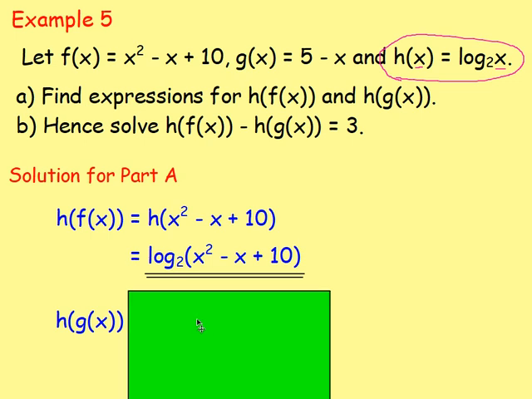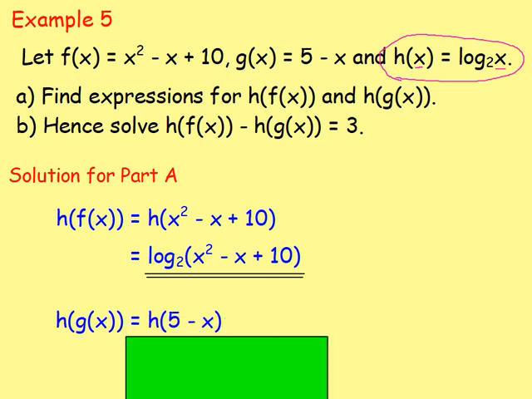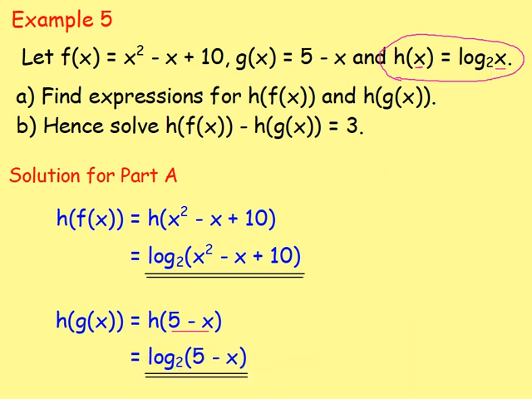After that, h of g of x, again starting in the middle, g of x, replace g of x with what it's equal to. g of x is 5 take away x, so we want h of 5 take away x. Again, we're looking at function h. Here's function h. We're replacing the x with 5 take away x. So on the right hand side, replace x with 5 take away x, which will give us log base 2 of 5 take away x. And that's the answer for part A.